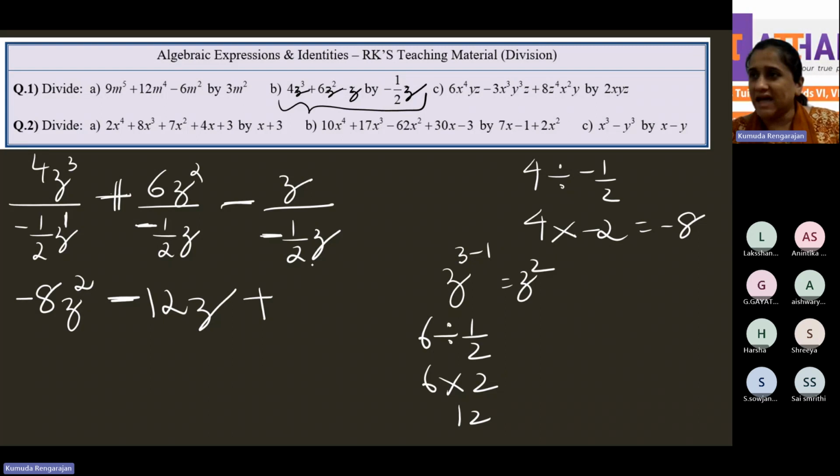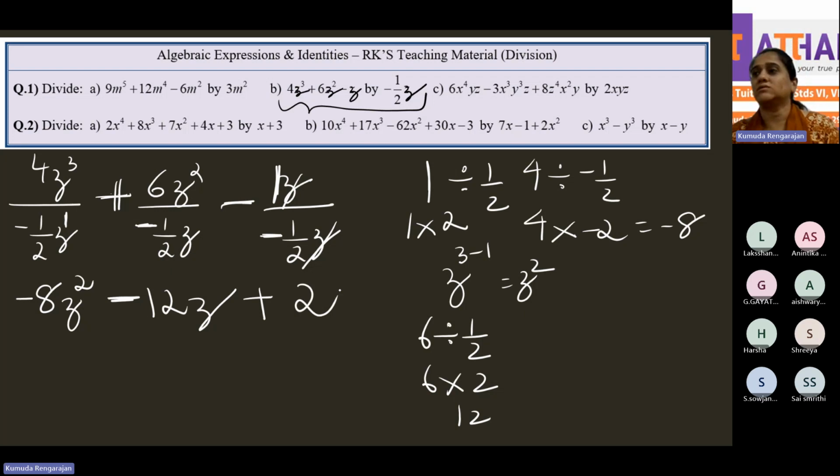Actually, Z and Z gets cancelled, no? Z in the numerator, Z in the denominator, like 5 in the numerator, 5 in the denominator, gets cancelled. Now we need to divide 1 by half. There's 1 in the numerator, divided by half in the denominator. So 1 into 2 by 1 is 2. That's all.